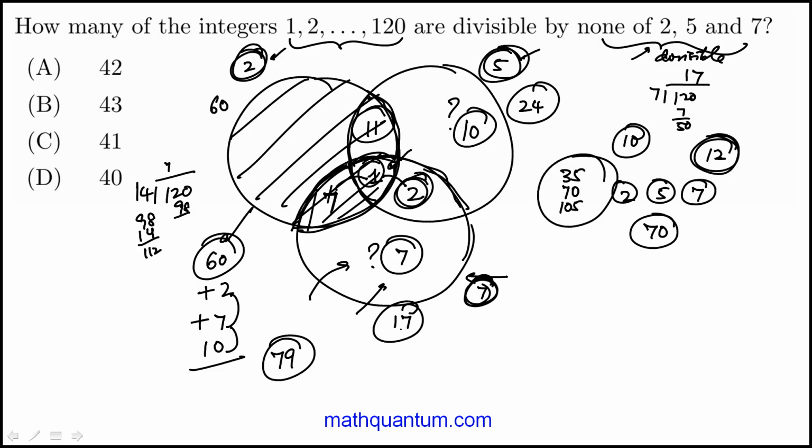That means 79 numbers are divisible by 2, 5, or 7, or their multiples. So I need to subtract that 79 from 120 to figure out numbers that are not divisible by any of these. And that would be 41, which is answer choice C.